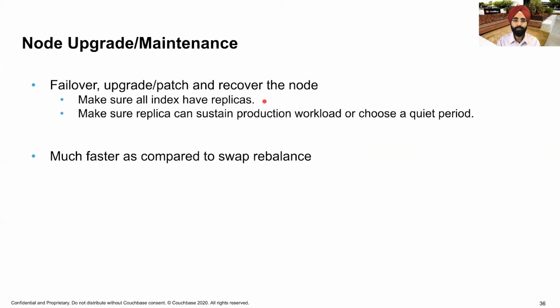Now it is important to make sure that all indexes have replicas if this strategy is opted, so that all the scans and all the index maintenance operations can continue on the replica. The indexer will make sure that the traffic is automatically switched over to the replicas. Another important thing to note is that the replica should be able to sustain production workload, or it's better to choose a quiet period to do any maintenance operation. This can be much, much faster as compared to swap rebalance.